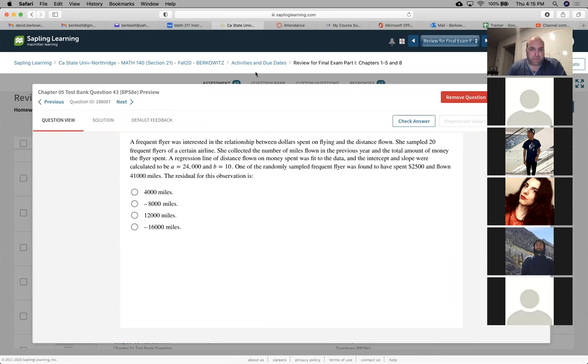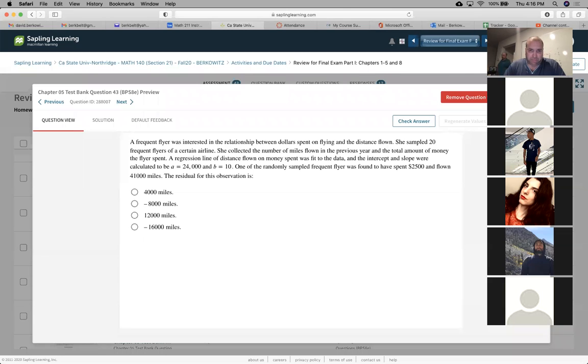So yes, okay. So the question is, a recent flyer was interested in the relationship between dollars spent on flying and the distance flown. This is two quantitative variables. Two quantitative variables is what we would use a scatter plot and correlation and regression for. She sampled 20 frequent flyers of a certain airline. She collected the number of miles flown in the previous year and the total amount of money the flyer spent.